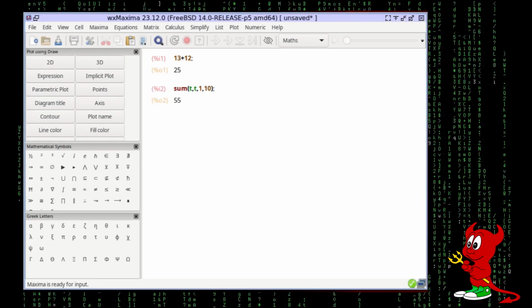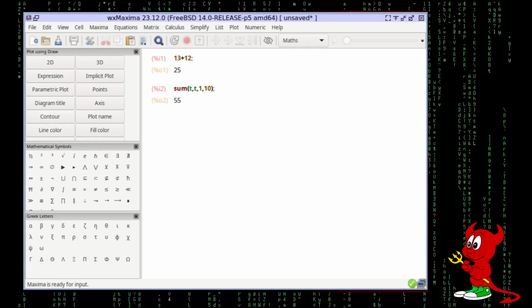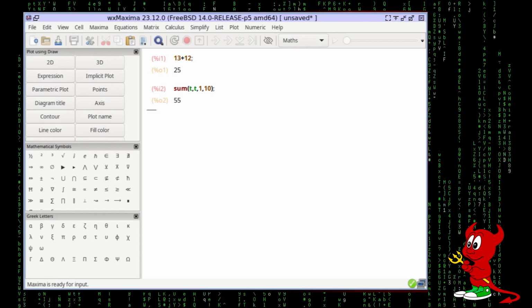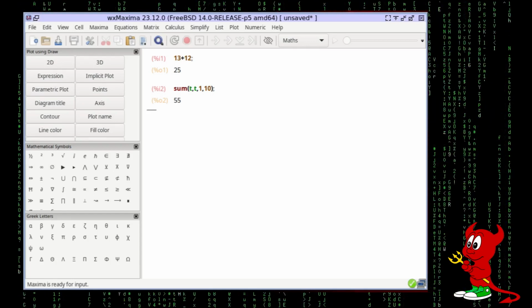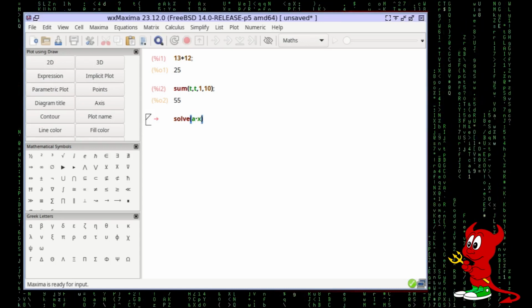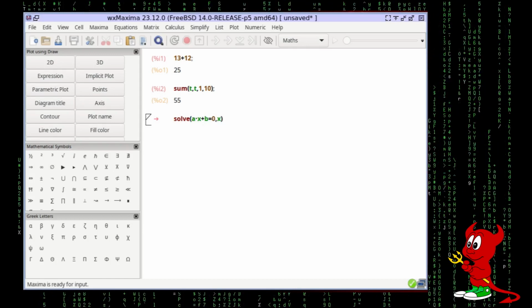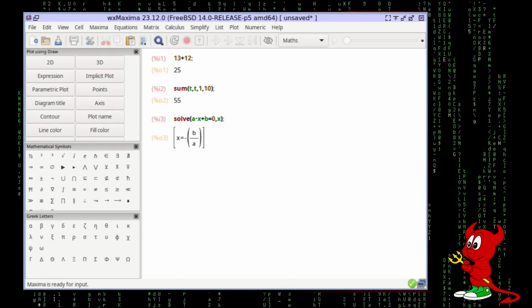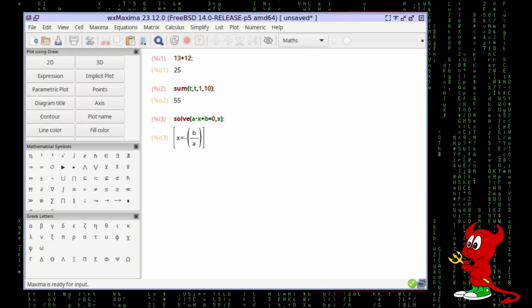Again, we get the number 55. This is looking great. Syntax is a little bit different. Now for kids starting to learn algebra, let's try to solve a small algebra equation. So let's try to solve a times x plus b equals 0, and I want to find the variable x. The solution is x equals minus b divided by a.